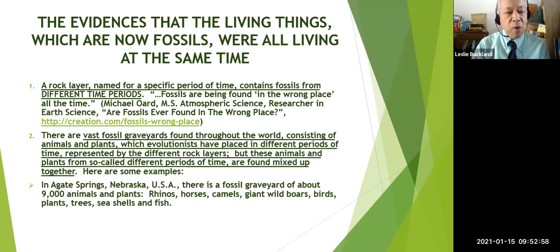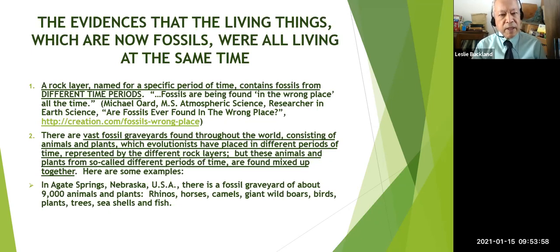Number 1, a rock layer named for a specific period of time contains fossils from different time periods according to the theory of evolution. Now, if the theory of evolution were true, you should not have fossils from different time periods in the same rock layer. You should have these different fossils in their correct layer of rock. But the fact that you find fossils that are thought to have developed in different periods of time and are in different rock layers, that you have them all in the same place, really shows that the theory of evolution is a wrong interpretation of the fossils that are in the rocks.